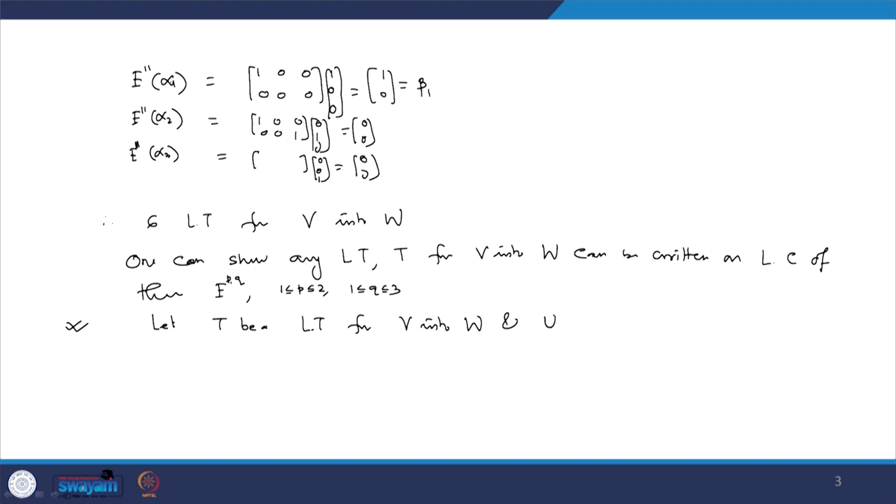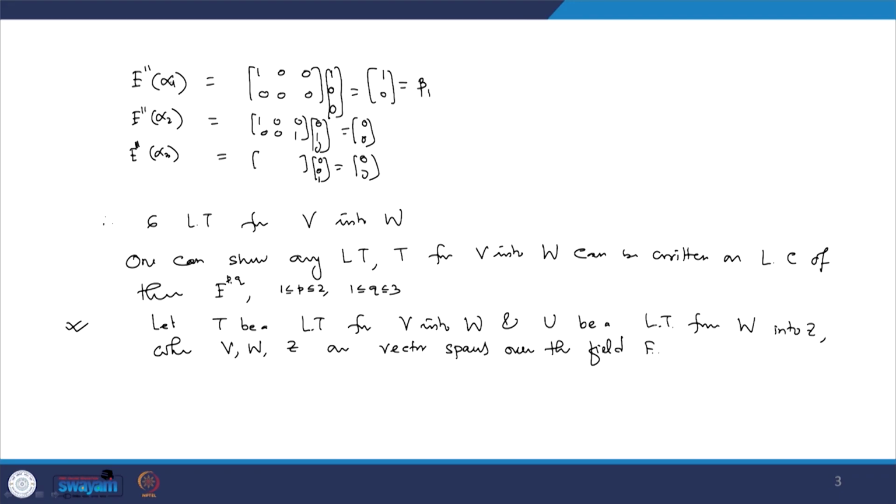and U be a linear transformation from W into Z, where V, W, Z are vector spaces over the field capital F. We know when you use the composition as the multiplication, the composite function of T and U is again a function from V into Z.